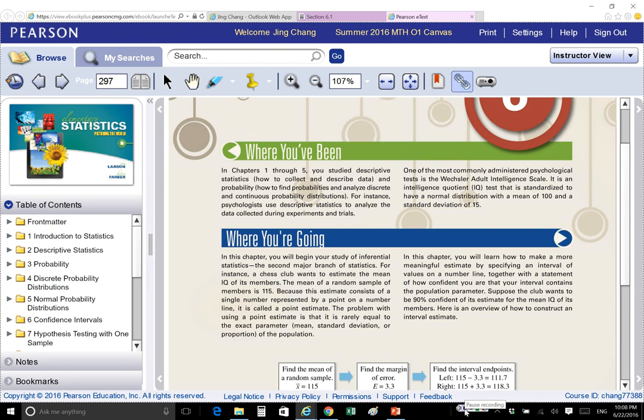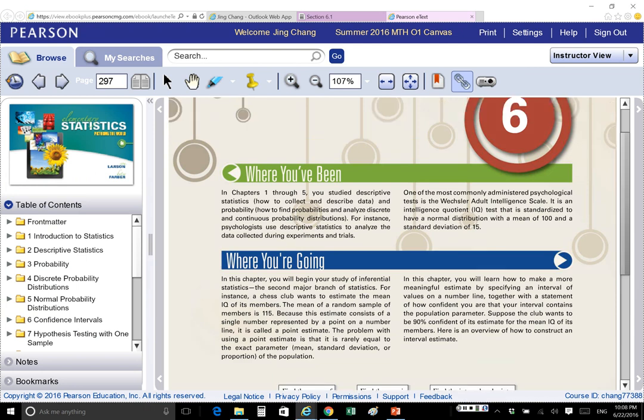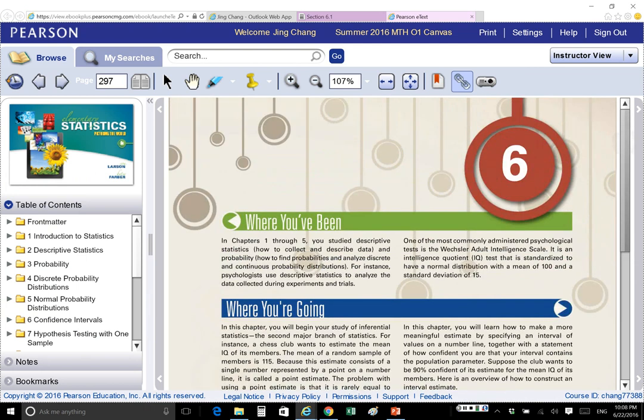Okay, now let's read page 297. Here you will see where you've been. We have learned chapter 1 to chapter 5. So we learned about descriptive statistics. So you know how to collect and describe data, use a graph or a table like a frequency distribution. And also we learned about probability.